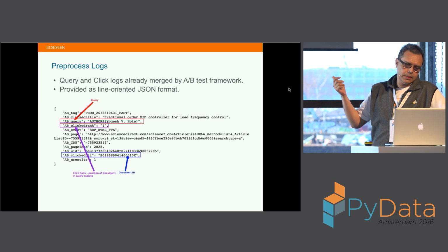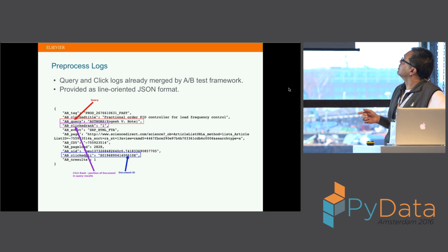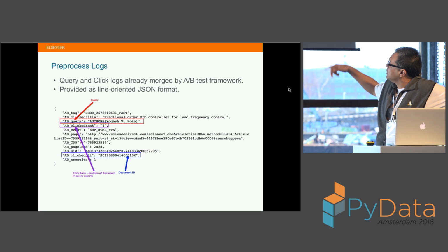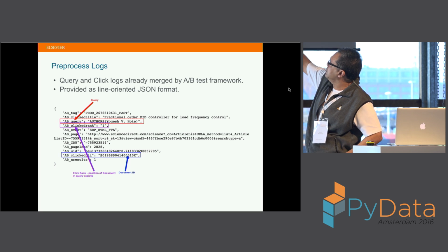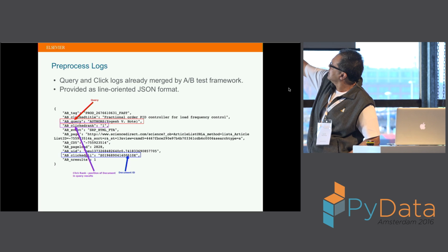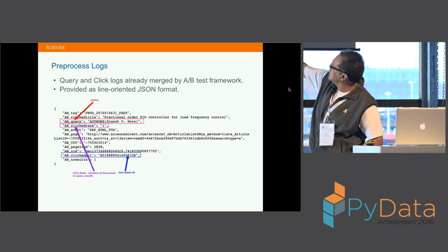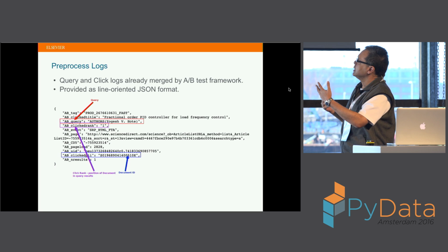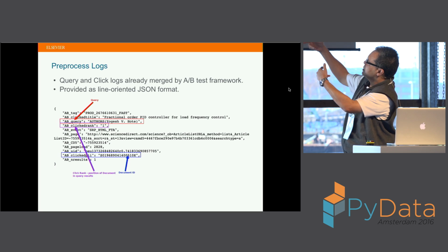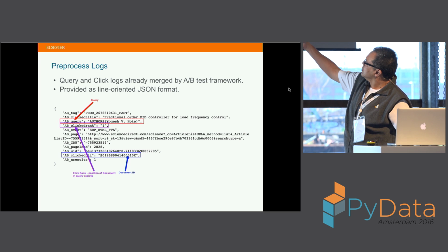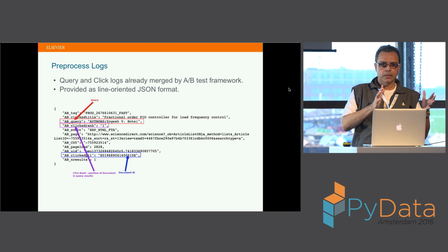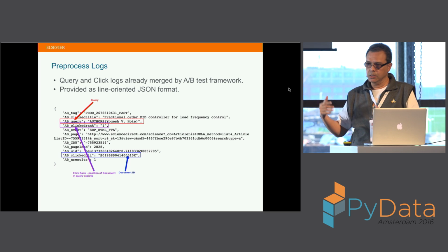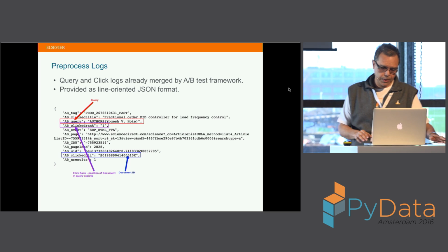Fortunately for us, the query and click logs were already merged by the A/B test framework. They gave us a line-oriented JSON format like this, in which two things were important for us: the query and the document ID. This told us that for this query, this document was a clicked result. The click rank was important only when setting up the initial reference set, not later on, because we already have that.